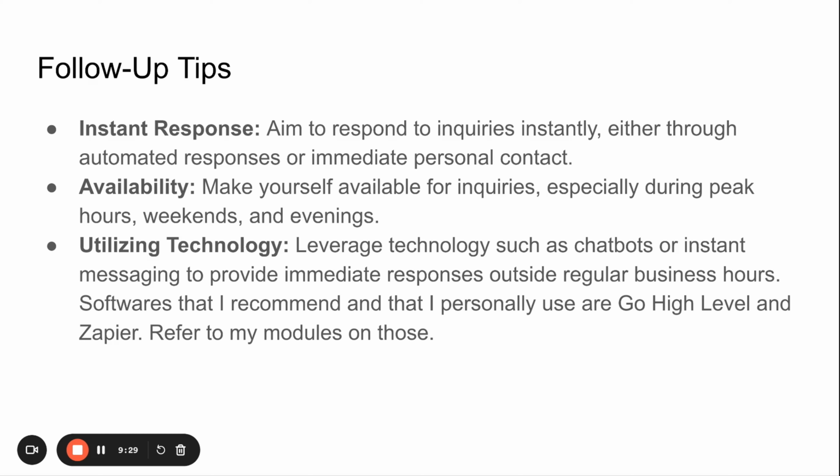So you want to make yourself as available as possible, which is why we have this utilizing technology bullet point. So you want to leverage chatbots or instant messaging. So the softwares that I use personally are Go High Level and Zapier. Go High Level is a CRM that pretty much can do anything. You can do SMS drip campaigns, email drip campaigns. I can connect those automations to a form, a survey, really whatever I want.